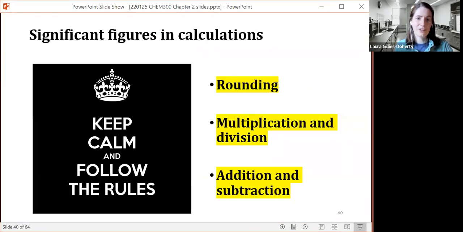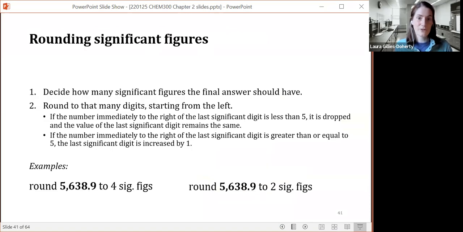Okay, so keep calm and follow the rules. There's going to be rules for rounding, multiplication and division, and addition and subtraction that we're going to go through. We'll start off with rounding.